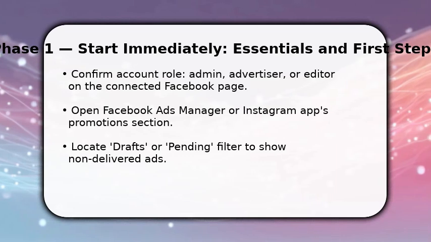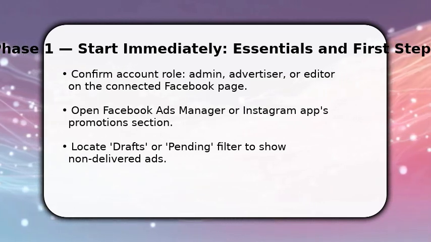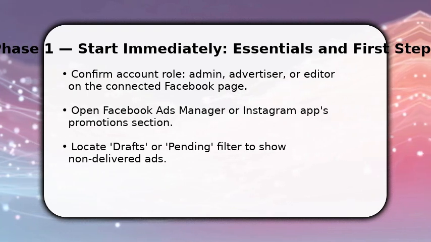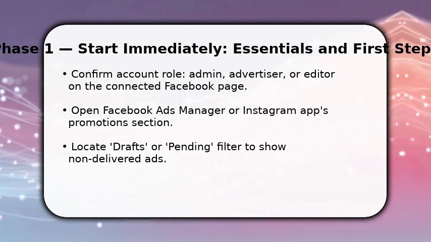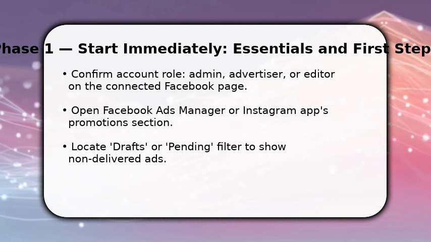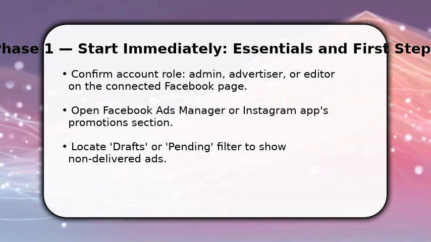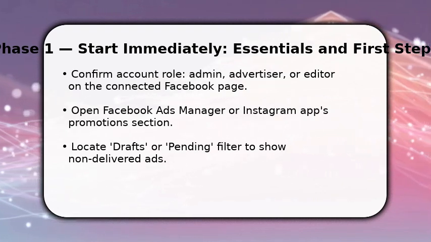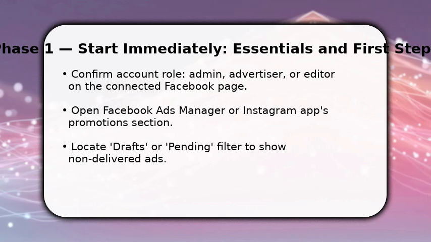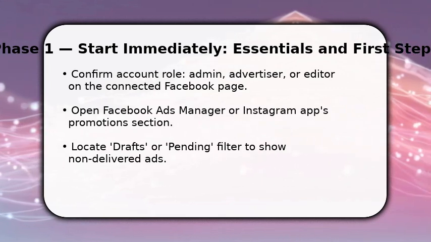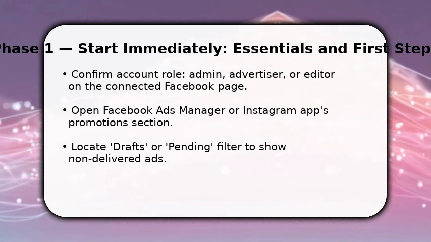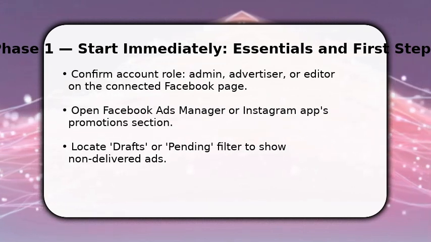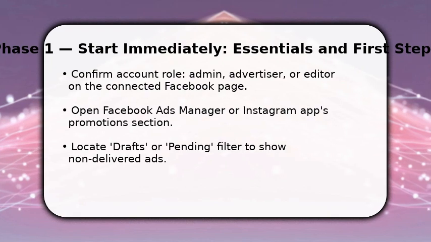You start by confirming you have ad permissions, otherwise you can't change draft campaigns. Open Facebook Ads Manager or the Instagram app promotions area and navigate to the drafts or pending filter. Once visible, scan name, objective, and delivery status so you know which campaign is pending. Make sure to pick the correct account if you manage several. This first step gets you directly into the list of pending ads, ready for deletion or review without unnecessary clicks.